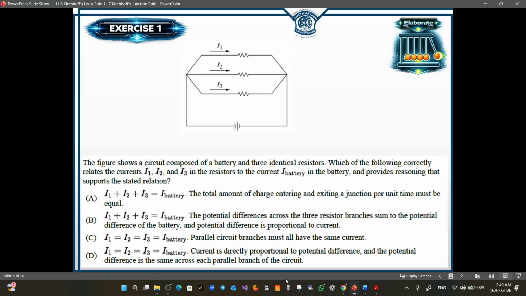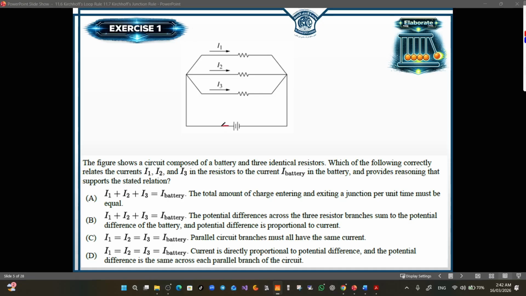Now here, the battery sends current I. This current at the junction point will split into three currents. As you can see here, the current I battery will be entering the junction. I1 and I2 and I3 are leaving the junction. By applying Kirchhoff's junction rule, we can write that the summation of I in equals the summation of I out. Now I in is only the I battery, and I out are I1 plus I2 plus I3.